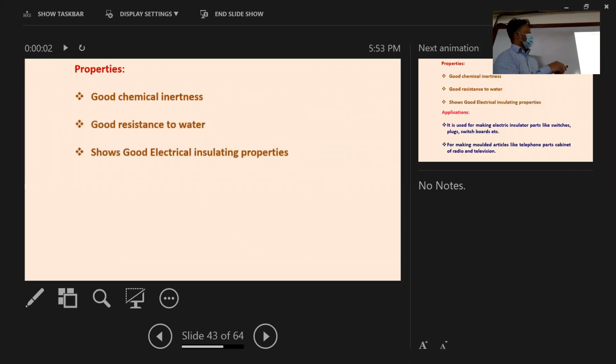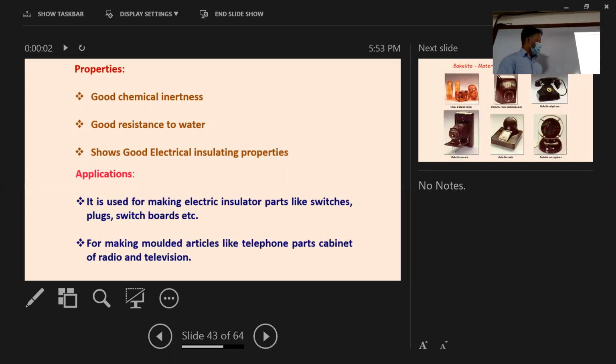What are the properties? Good chemical inertness. Normally it does not react with anything. Good resistance to water. It can prevent water. Shows good electrical insulating properties. What are the applications? It is used for making electric insulator parts like switches, plugs, switchboards. For making molded articles like telephone parts, cabinets of radio and television.